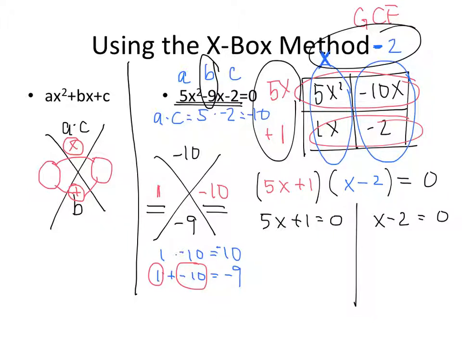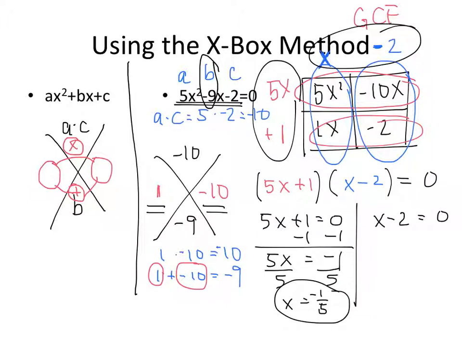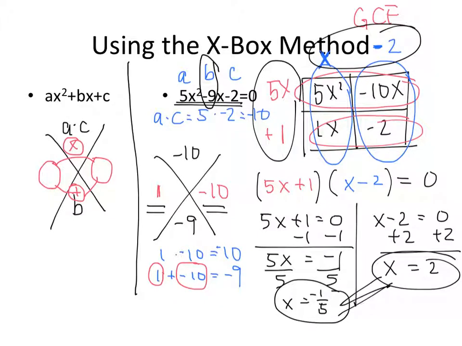And here we're just going to isolate for x. So let's do the harder one first. Let's subtract 1 on both sides. We get 5x is equal to negative 1. Divide 5 on both sides, and x is equal to negative 1/5. That's one solution. And on the other side, just add 2 to both sides, and x is already alone for us. So x is equal to 2. And there we have it.